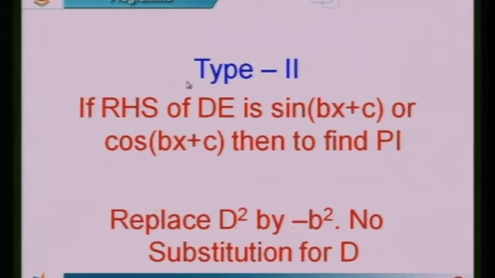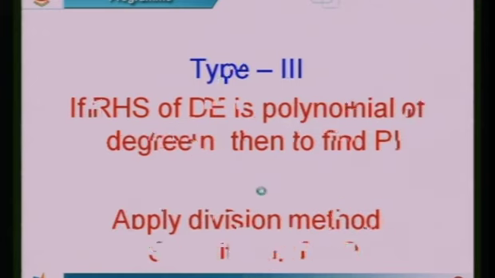Then we have passed on to type 2. In type 2, the right hand side is either sin bx plus c or cos bx plus c. Then to find particular integral, replace D squared by minus b squared, and there is no substitution for D. Then type 3, if right hand side of differential equation is polynomial of degree n, then to find particular integral, apply division method.